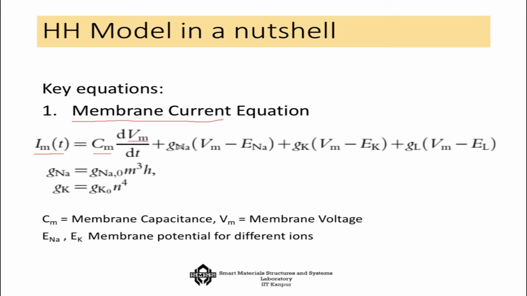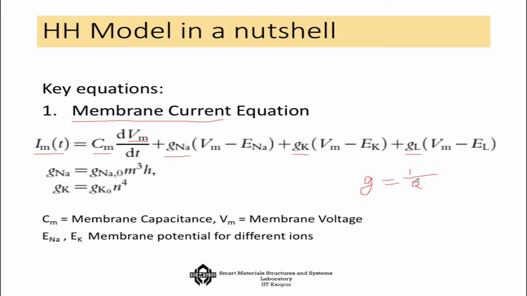Now gNa is the conductance with respect to the sodium channel, gK is the conductance with respect to the potassium channel, and gL takes care of the leakage current, which is mainly with chloride and other ion channels. One thing you have to keep in mind here is that we are representing the resistance in terms of conductance g, which is 1 over R. It is the reciprocal of the resistance.